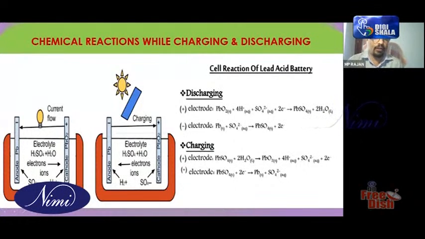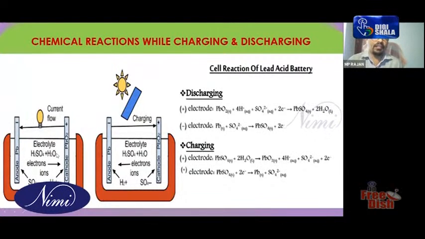So sulfur will have a good proximity with lead. Wherever lead is there, lead and sulfur will make a bond, whether it is in the positive plate or negative plate. So lead will combine with SO4 sulfur, and lead sulfate will be formed. During this process, electrons will be liberated.